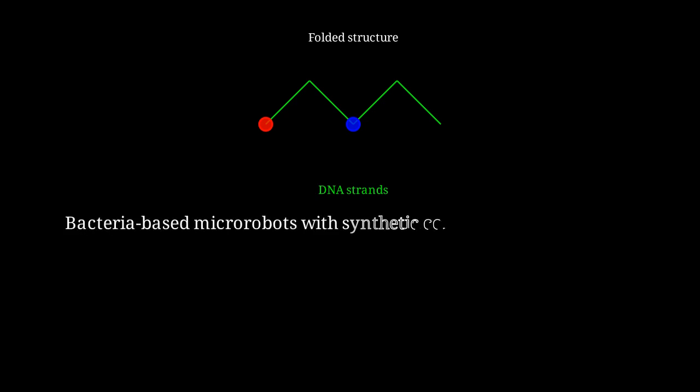Another approach: hijacking living bacteria. Researchers engineer bacteria with synthetic genetic circuits that respond to external signals, effectively turning them into controllable microrobots that reproduce themselves.